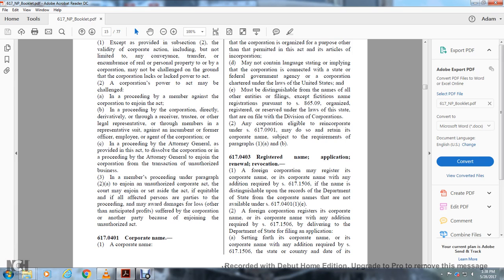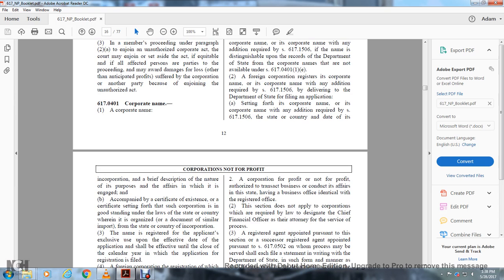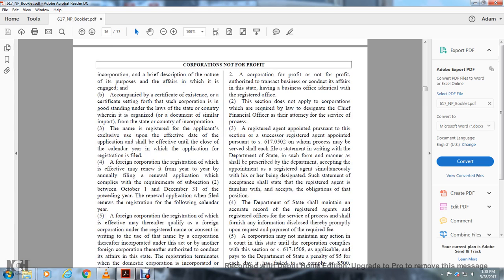617.0401(1)(e). A foreign corporation may register the corporate name, with additional requirements of statute 617.1506, by delivering to the Department of State an application setting forth the corporate name, the state or country and the date of its incorporation, and a brief description of the nature of the affairs in which it is engaged, accompanied by a certificate of existence setting forth that such a corporation is in good standing under the laws of the state or country under which it is organized.